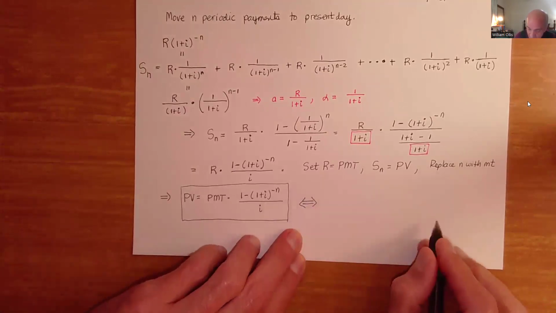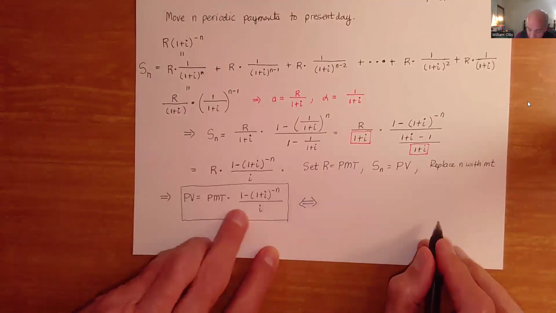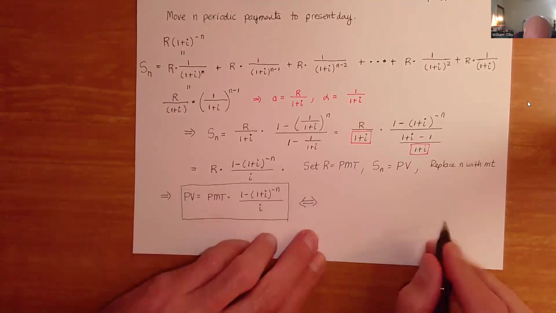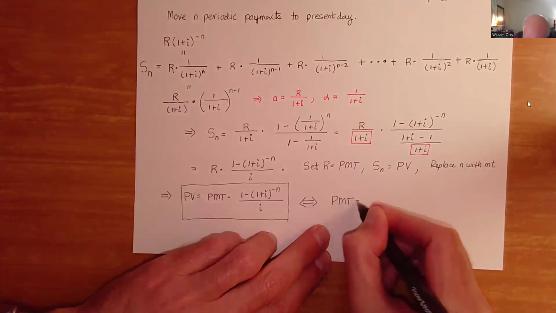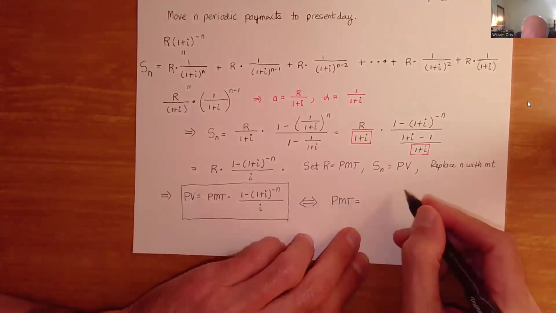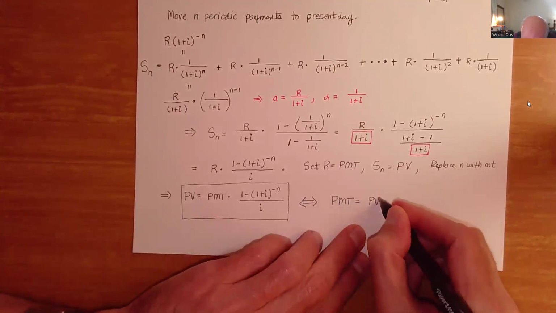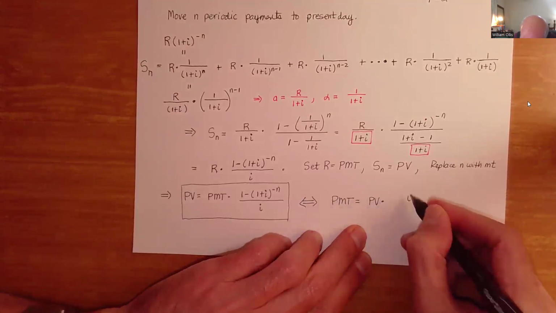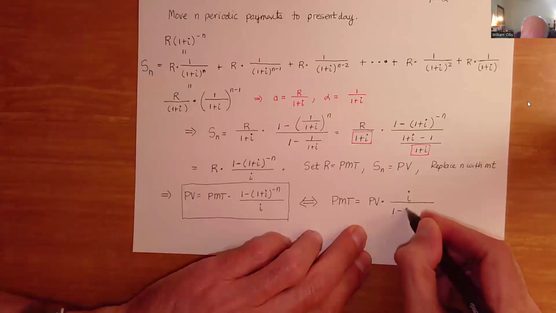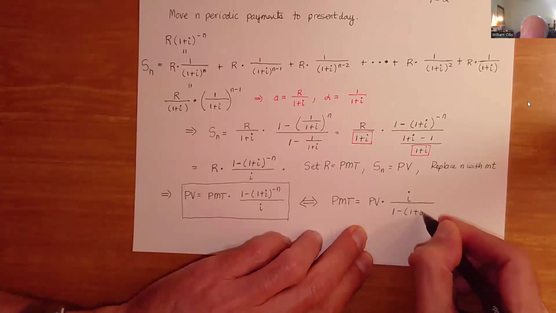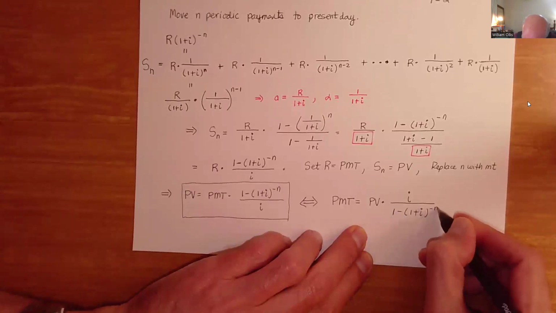Now, also, you can just think of the fact that we can solve for the payment. So we have payment equals, in this case, PV times, and then we just reciprocate the fraction, I divided by 1 minus 1 plus I to the negative n, like that.